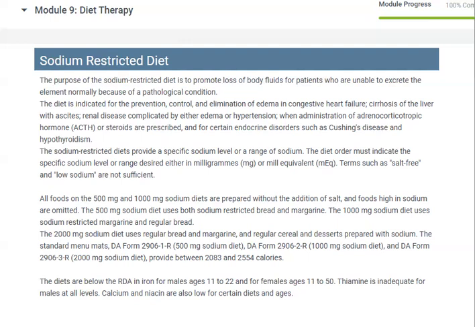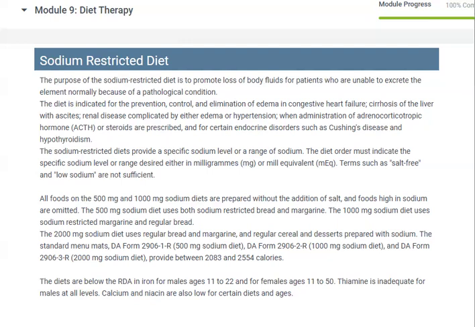The 500 mg sodium diet uses both sodium-restricted bread and margarine. The 1000 mg sodium diet uses sodium-restricted margarine and regular bread. The 2000 mg sodium diet uses regular bread and margarine and regular cereal and desserts prepared with sodium.